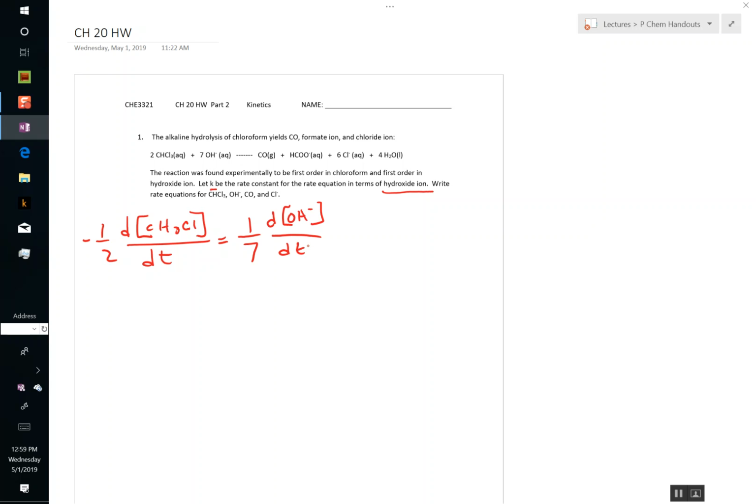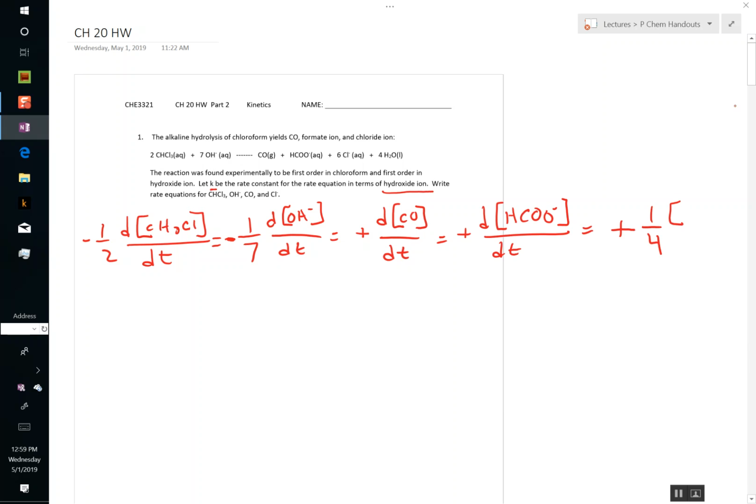Aren't these the same? Excuse me, there's got to be a negative here. Yep, negative and negative. We're talking about disappearance, negative, and that's going to be equal to positive the appearance of carbon monoxide, which is going to be equal to positive the rate of appearance of the formate, which is going to be equal to positive 1/4 the rate of the appearance of the water.